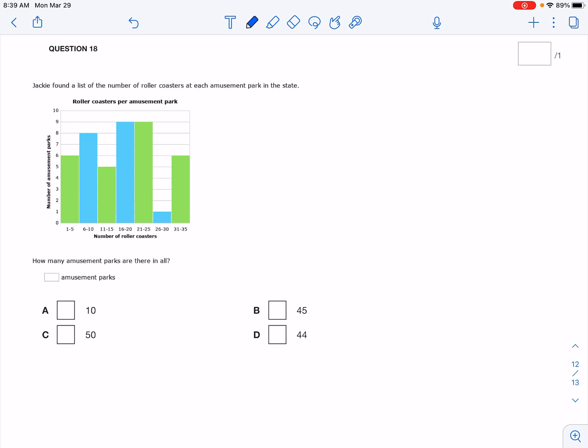All right, and then Jackie found a list of the number of roller coasters at each amusement park. How many amusement parks are there in all? So if we add all of them together, there were 6 with 1 to 5, 8, 5, 9, 9, 1, and 6. So if we add all those together, we can find out how many total there were. So 14, 19, 28, 37, 38, and we get 44 in all.